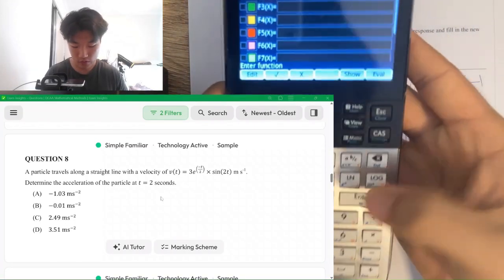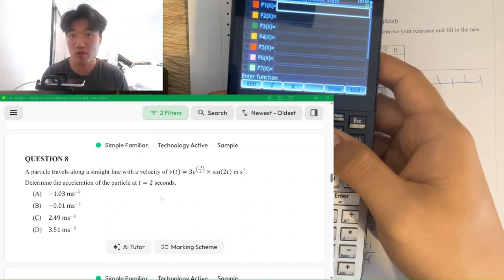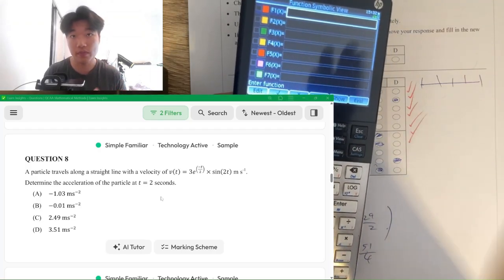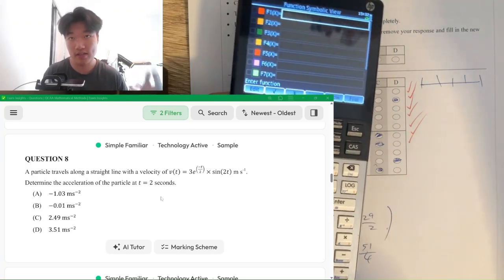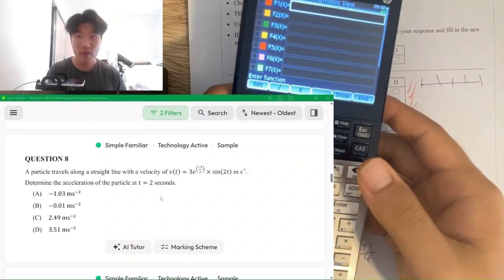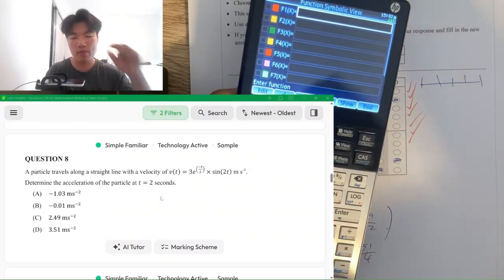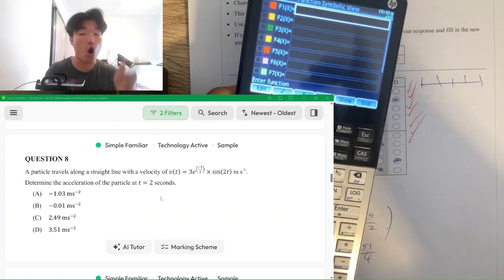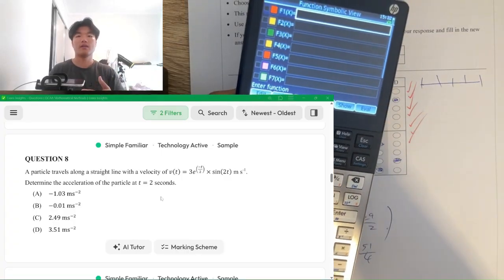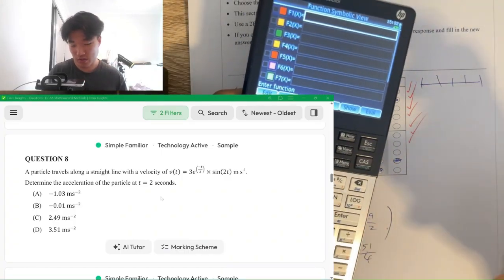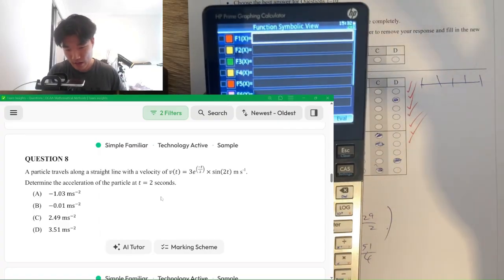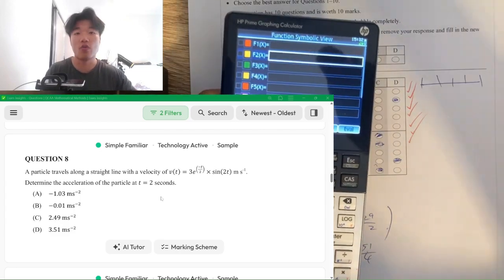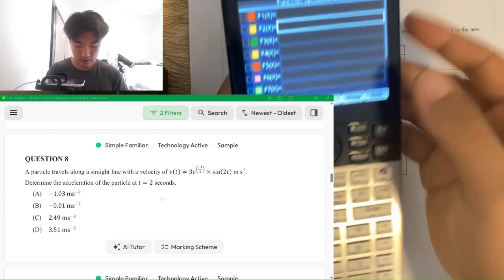Okay, so we have a velocity function. A particle travels along a straight line with a velocity of v(t). It's asking for the acceleration at 2 seconds. We can just graph the function and use the slope function on the calculator. I'm not talking about the derivative function of the velocity. I'm talking about the function on the calculator. Okay, I'll show you what I mean.